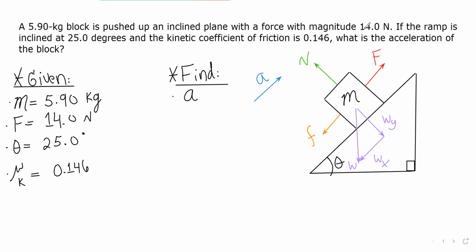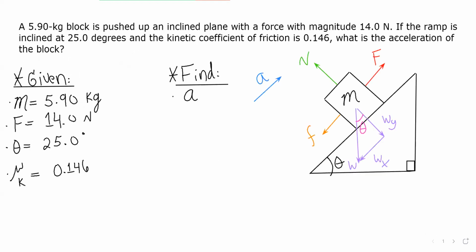Oh, and also remember this angle here at the top will always equal the angle of the ramp. So what you're going to do is find the sum of all forces acting in the horizontal direction equals mass times horizontal acceleration. What are the horizontal forces? Well, the friction, the applied force, and WX.